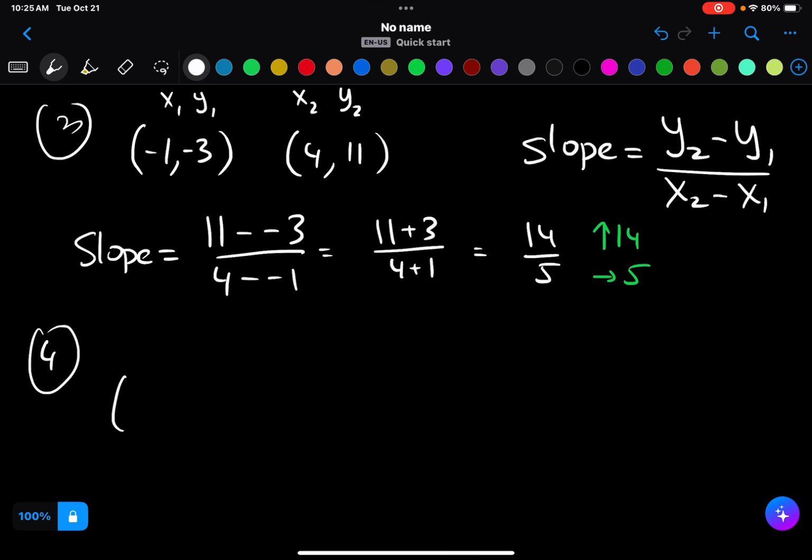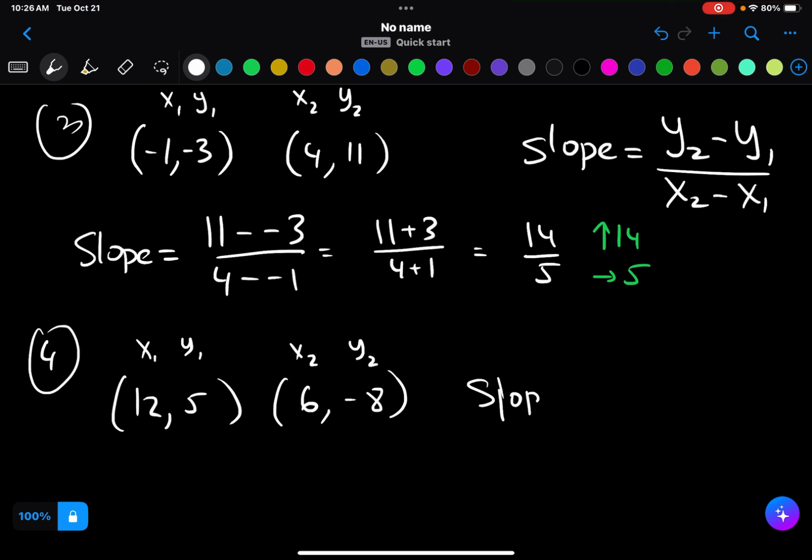So the 2 points are (12, 5), which is our first point, at least I'm making it my first point, and (6, -8). So I'm making that my second point. And again, you can reverse that. It's not going to make a difference. Let's plug it into the slope formula. So slope is going to be y2, which is negative 8, minus y1, which is 5, over x2, which is 6, minus x1, which is 12.